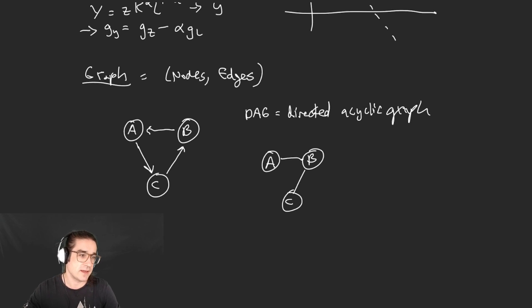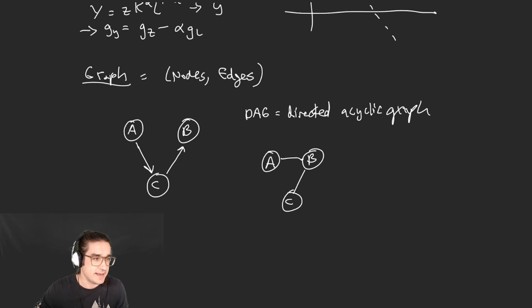So this is sort of a classic cycle where you can go from A to C to B to A to C to B, and you can go around ad infinitum, right? So this would be a directed cyclic graph, which is not exactly what we want. We're going to really get to the thing that we want to talk about.